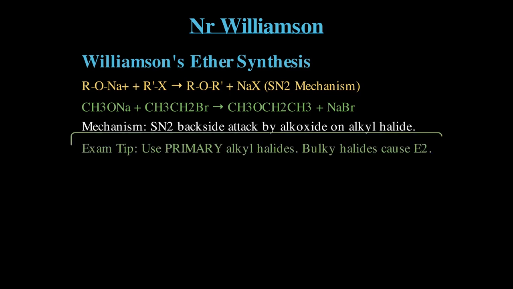Now, pay close attention to this exam tip. For the best yield, you must use a primary alkyl halide. If you use a bulky, secondary, or tertiary alkyl halide, the alkoxide will act as a base, and elimination will become the major side reaction. This means you cannot make an ether with a tertiary alkyl group attached to the oxygen via this specific route. Always pick the less hindered path.